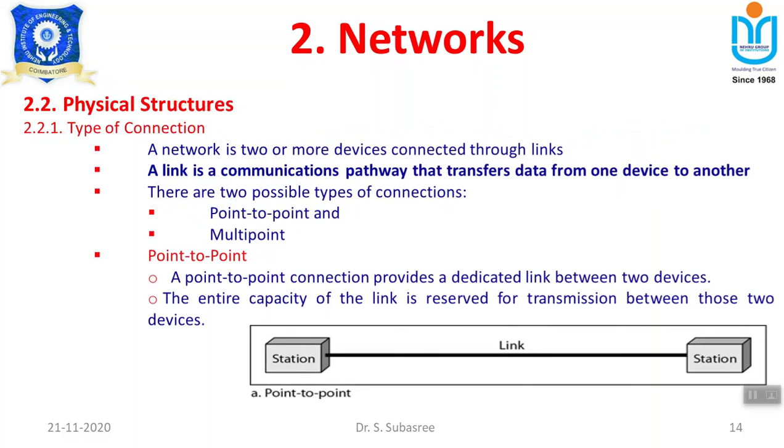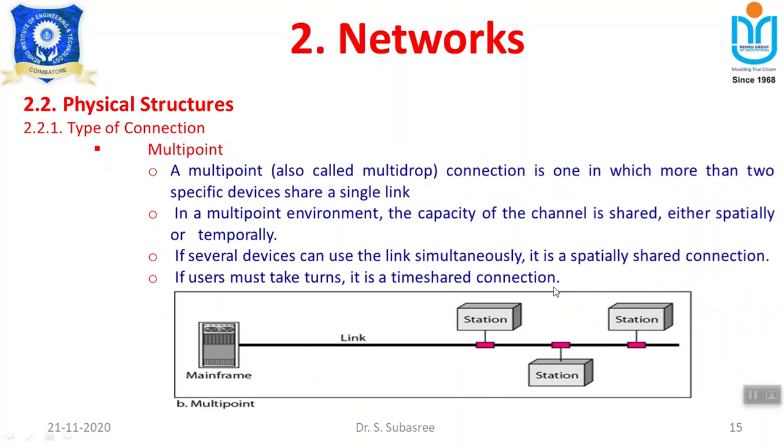Whenever we are talking about the physical structure of the network, it is classified into two categories. One is called point to point and another one is called multi-point. I need not give a detailed explanation about point to point. There is a link connecting one station to another station. A one to one connection is called point to point. And multi-point is nothing but multiple connections are possible.